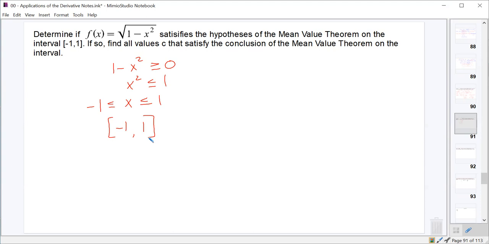There's no discontinuities on here for this. We can include any value in here. And we know that radical functions are continuous on their domain.